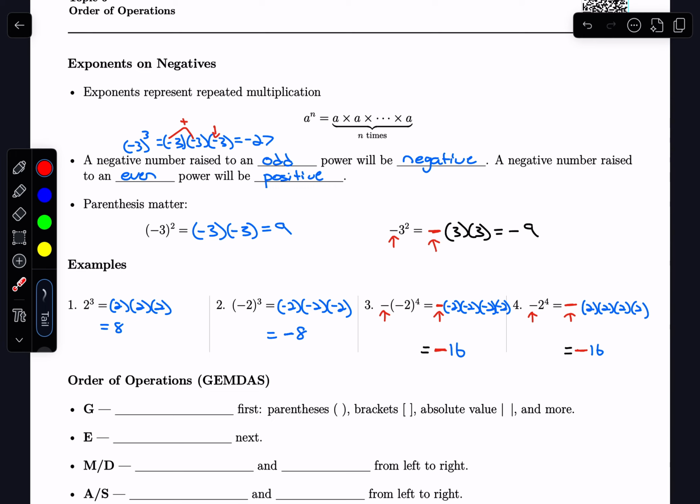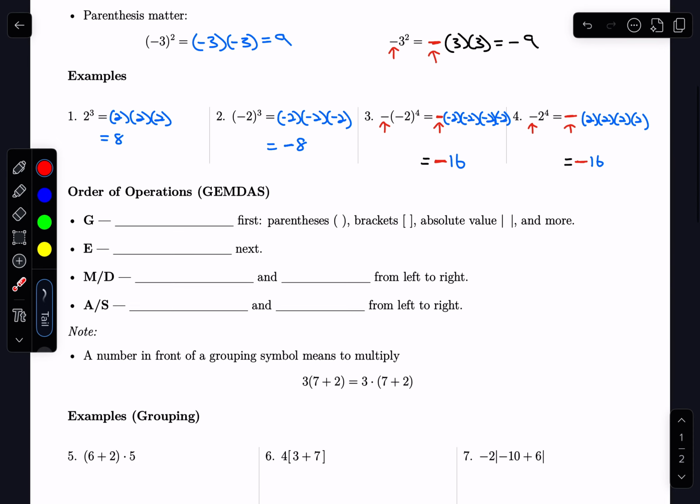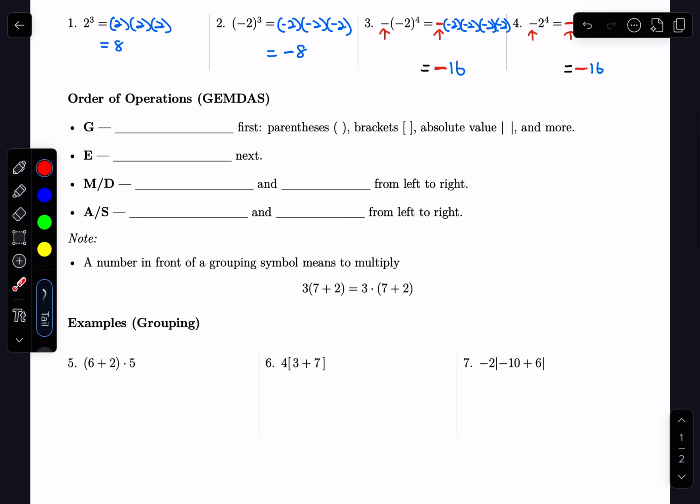All right, now the meat of this lesson, the order of operations. This is going to tell us when you see a problem, such as those ones down below, what do we do first, and then next, and then next, and then next. So we have a nice easy acronym to remember this. The acronym is GEMDAS, GEMDAS.